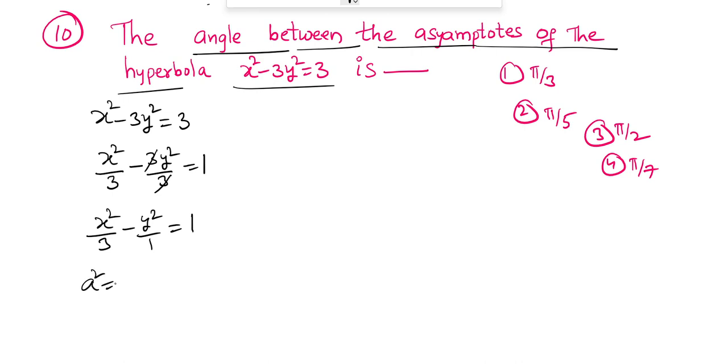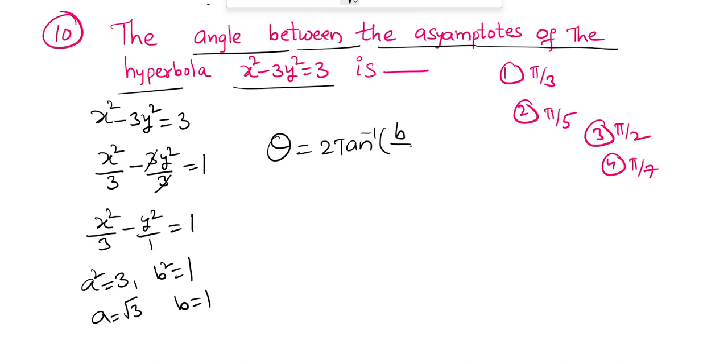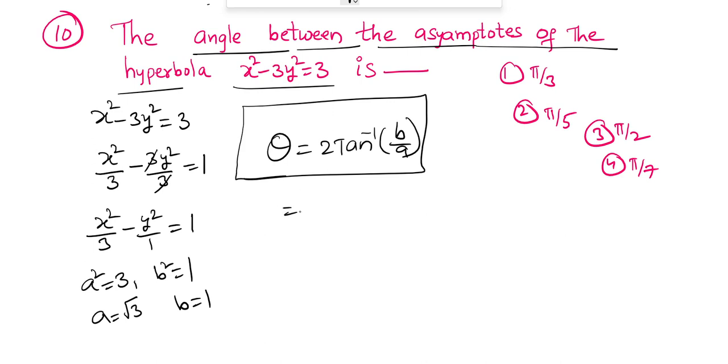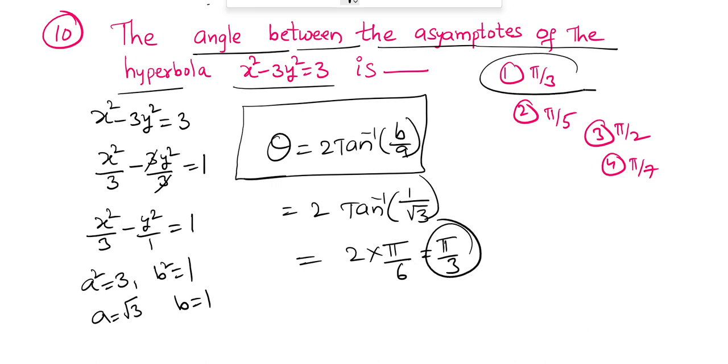From this, a square is equal to 3, b square is equal to 1. a is equal to root 3 and b is equal to 1. So the angle between the asymptotes, that is theta, is equal to 2 tan inverse of b by a. This is equal to 2 into tan inverse of the value 1 by root 3. Tan inverse of 1 by root 3 is pi by 6, so 2 into pi by 6 is equal to pi by 3. For this, the first option is the correct answer.